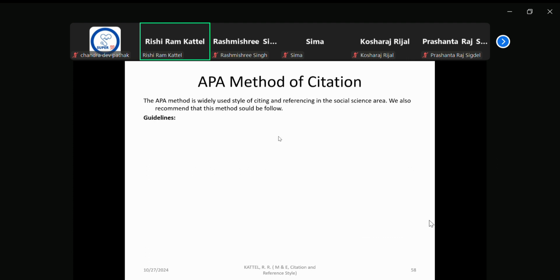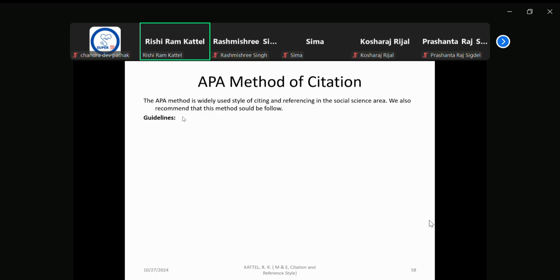Okay, the APA style guides. The APA method is a widely used style of citing and referencing in the social science area also. We also recommend that this method should be followed. The APA style guidelines are also available in a few journals, such as the Agriculture and Forestry University Journal, and on the DORES website, the Directory of Research and Extension website.